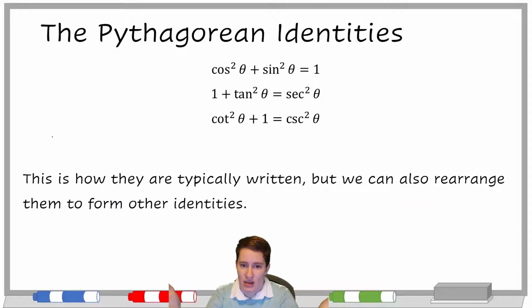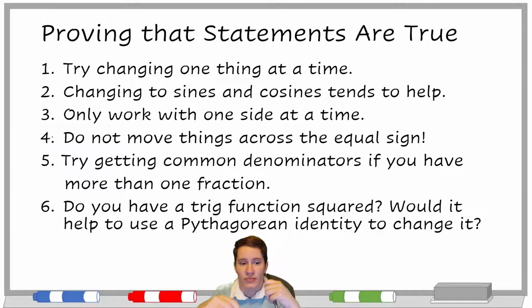Here are the Pythagorean identities written out. Like I said, this is how they're typically written, but we can rearrange them to form other identities by subtracting things over to the other side.